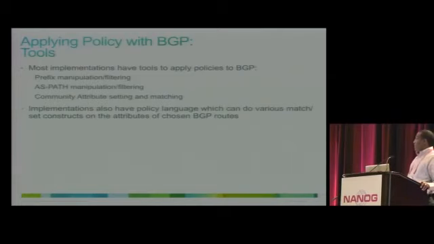Most implementations have a way to define prefix lists or prefix sets, to define community sets, and then some kind of policy language to do if-then conditions, and based on some conditions to drop certain routes, or add some attributes or change some attributes, and so on.